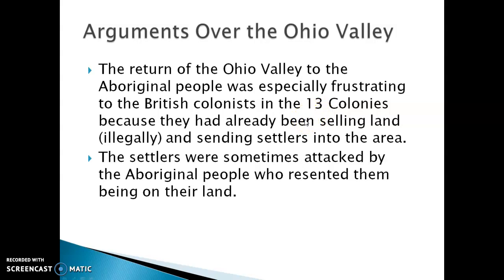Why was that so frustrating for them? Because they had already been selling that land illegally and sending settlers to the area. And they wanted to be able to keep doing that. They really thought that they should be given that land. Now, the settlers that were going into the Ohio Valley were sometimes attacked by the Aboriginal people who resented them being on their land, which I'm sure you can understand. If somebody set up a tent in the middle of your front yard and decided that they were going to live in your yard, you probably wouldn't be too happy about that.